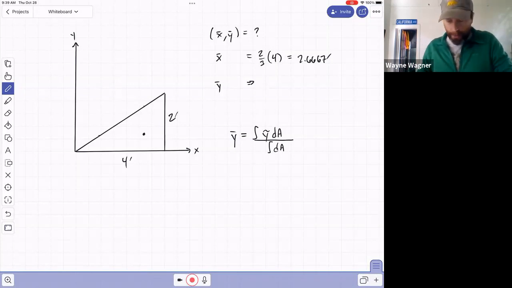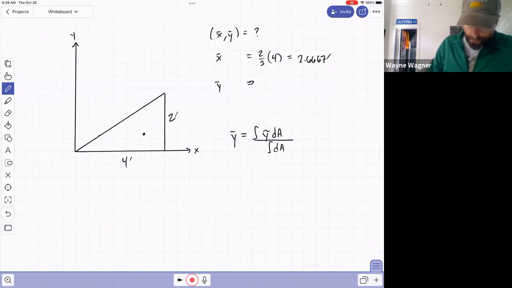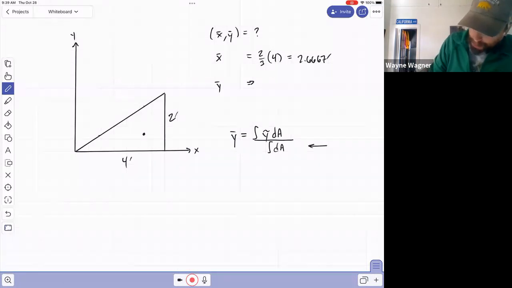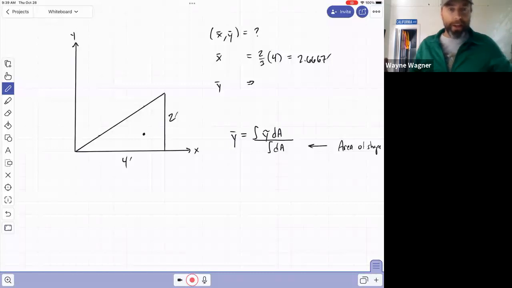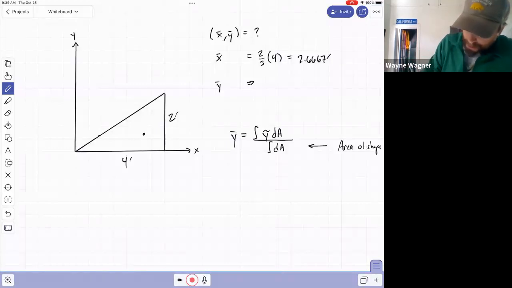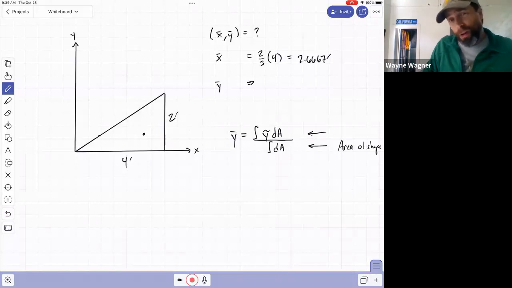So what we're going to do here is focus on figuring out what this dA is. Keep in mind that if you integrate all the dAs, you get the area of the shape. In this case, it's a triangle, so we could just say 1/2 base times height, and we'll get that integral of dA on the bottom. On the top, this is the weighted total. So the whole thing really is a weighted average.